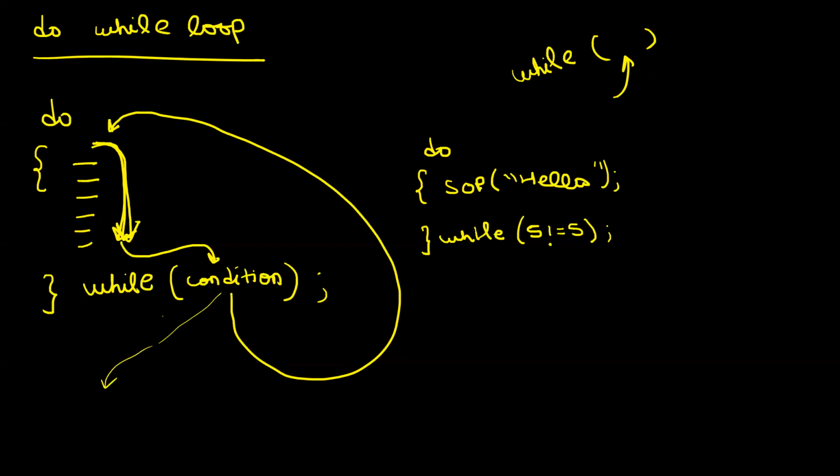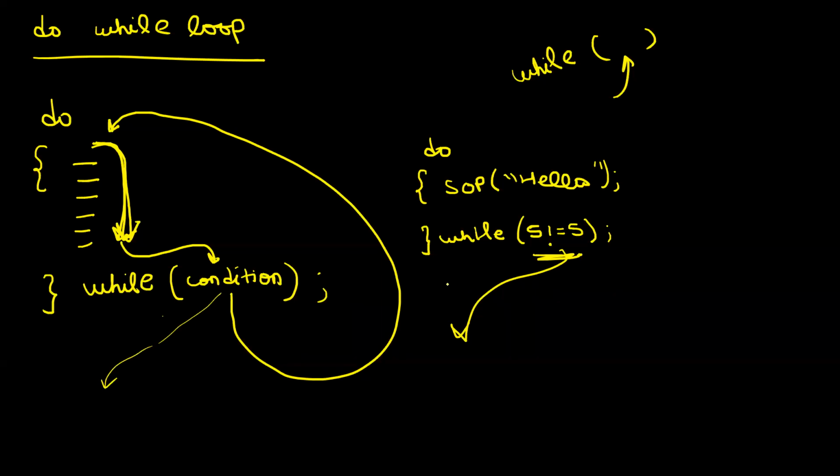So you print hello first. What will happen? First of all, you enter inside the do block, execute the lines of code, you print hello, then you go and check the condition. 5 not equal to 5 is false. Because the condition is false, you come outside the do while block. If the condition would have evaluated to true, you would have gone again and executed the lines of code of your do block. Is this making sense, guys?